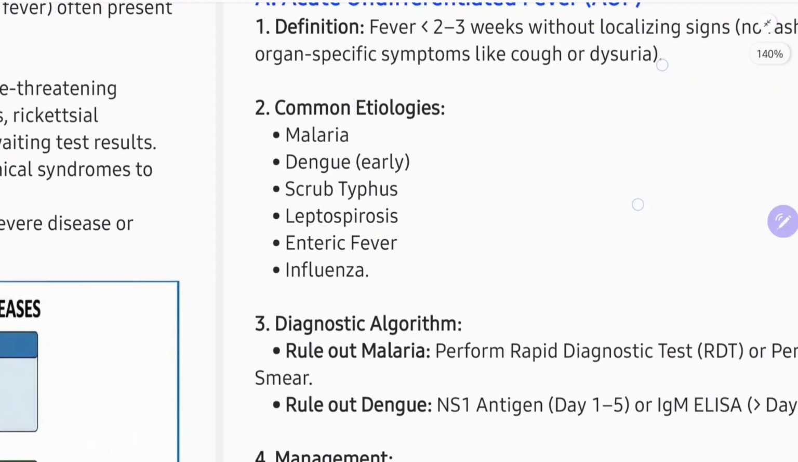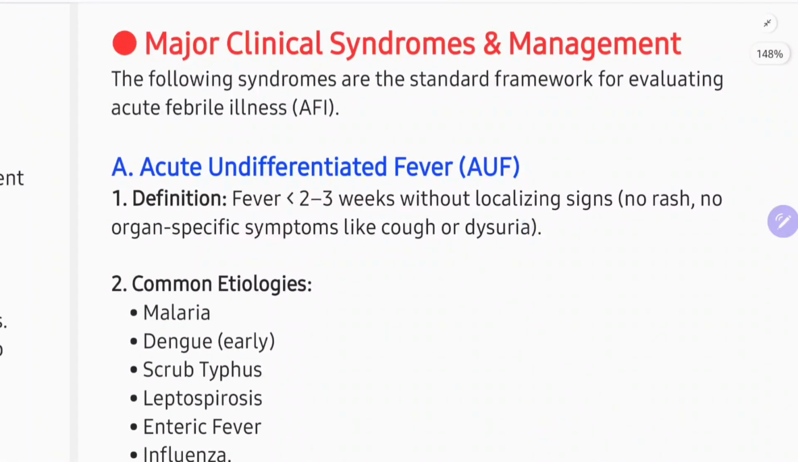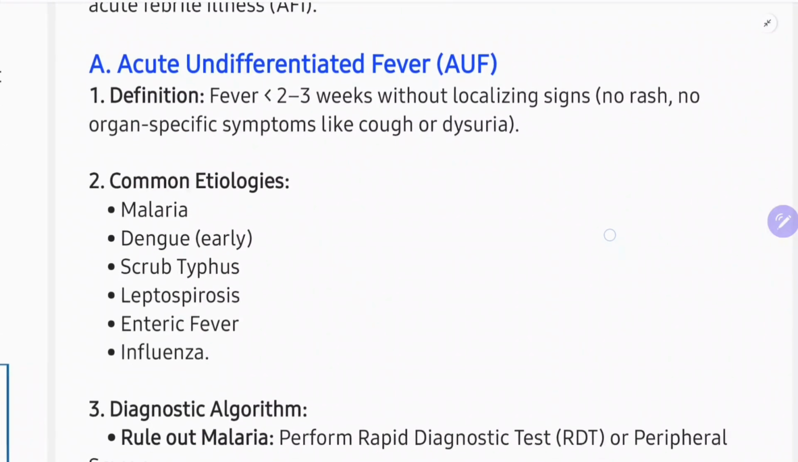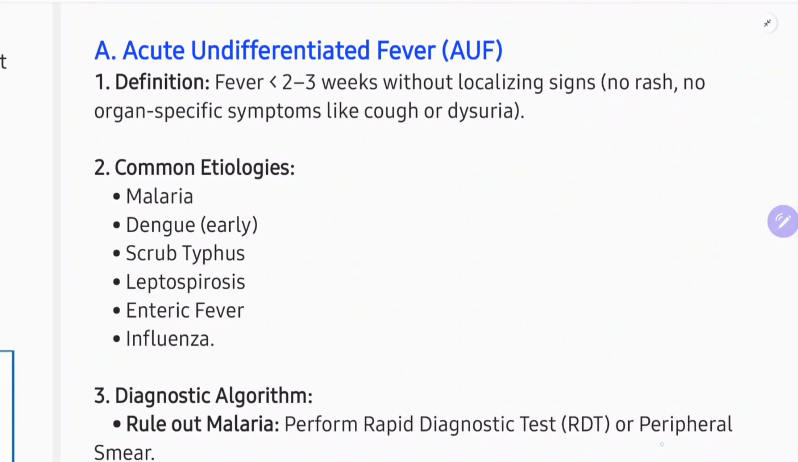Now coming to the major clinical syndromes and their management. The following syndromes are the standard framework for evaluating acute febrile illness. The first one is acute undifferentiated fever. Definition: fever of less than 2 to 3 weeks without localizing signs, no rash, no organ-specific symptoms like cough or dysuria. The common etiologies, you can classify as viral and bacterial.